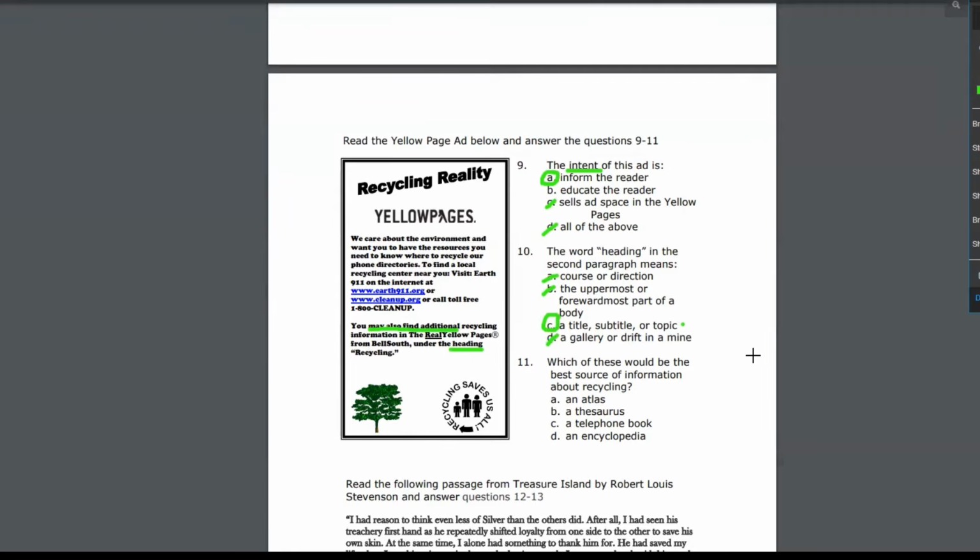So it's always good to have an idea of what you think the answer is, but I want you guys to practice on being able to eliminate everything so that we can get the guaranteed point.